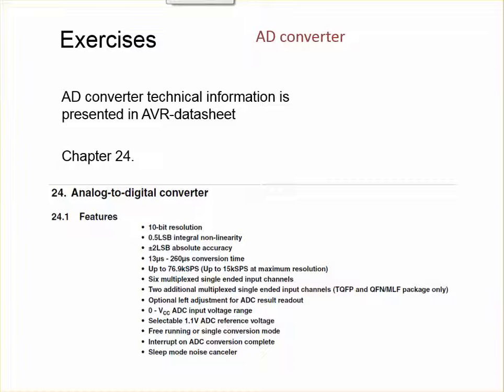Next in the presentation is about the analog digital converter that is used in the AVR processor, and all the relevant information for that converter is in chapter 24. Most of the pictures in the next slides are taken from this chapter 24, so please open the data sheet to chapter 24 to follow the next slides.